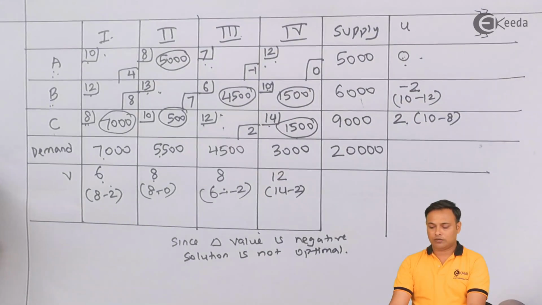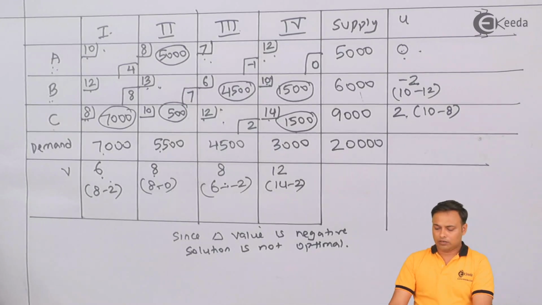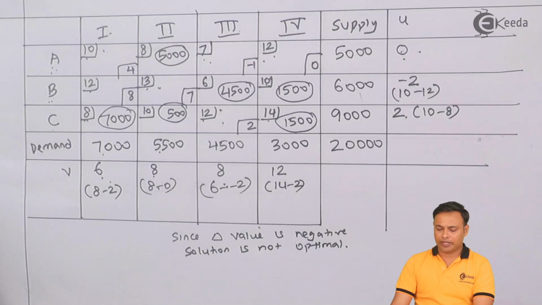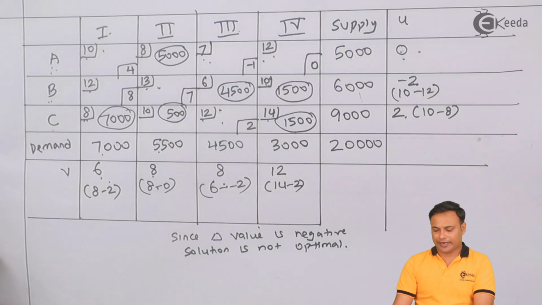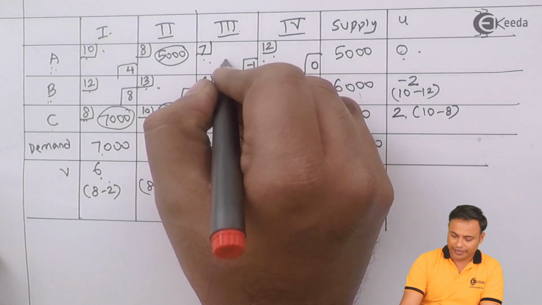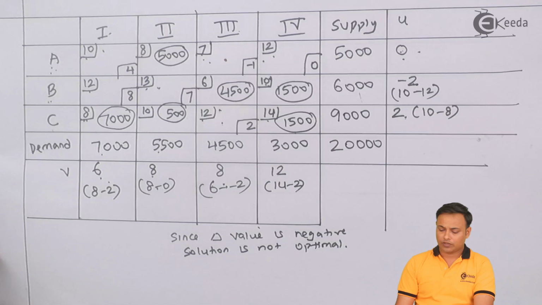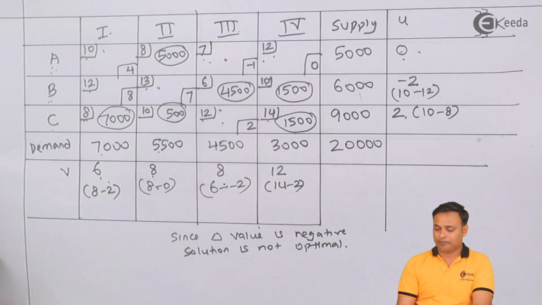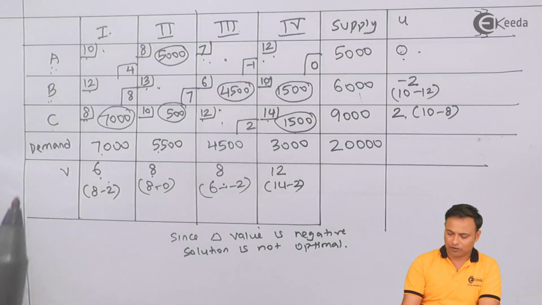Let's copy the table without u and v values. Before copying the table, let's try to modify the solution by making a loop. Our loop will start from the negative value. So we have a negative value here, -1 delta value. Our loop will start from this point and come back to the same point, and directions can be changed only at occupied cells. So I'll start from here.